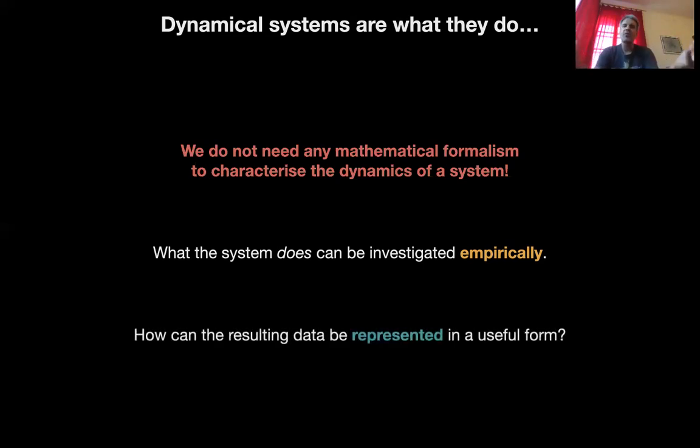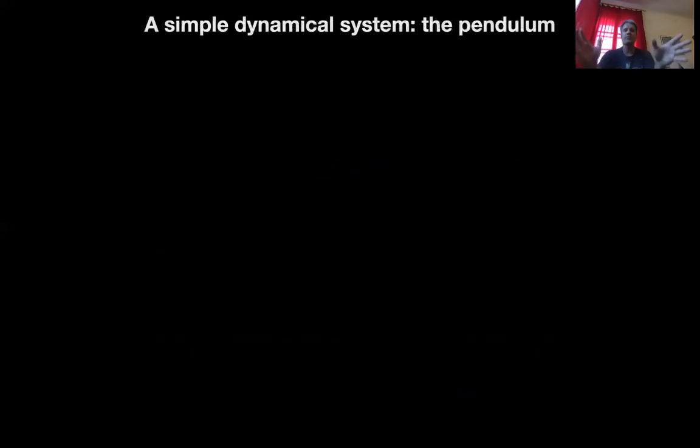And the mathematics come in where we deal with how to represent the resulting data in a useful and efficient form. Okay, so mathematics, again, tools for thinking, but only as an afterthought. So dynamical systems are nothing abstract in that sense. We can observe the behavior we want to describe, then we formalize it. So we're going to take this approach and look at a dynamical system that I've already introduced when we talked about actual versus formal systems.